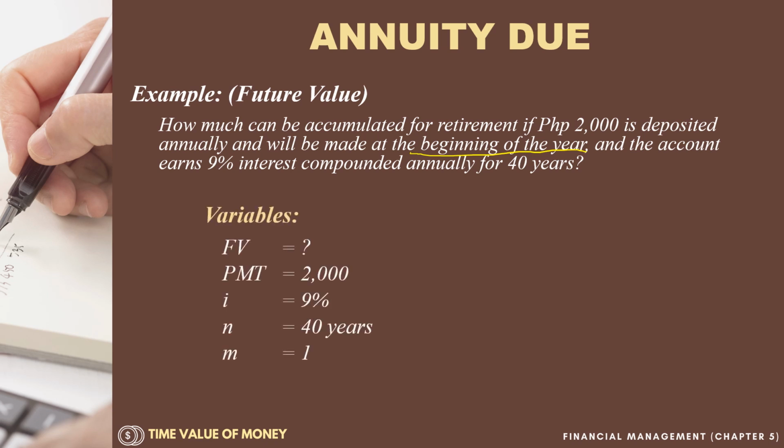So here are the variables. So again, we are looking for the future value. And the payment here is the 2,000 pesos, and I is the 9%. Okay, so N, which is the number of years, we have here 40. So N is 40 years and M is 1, considering that it is compounded annually.